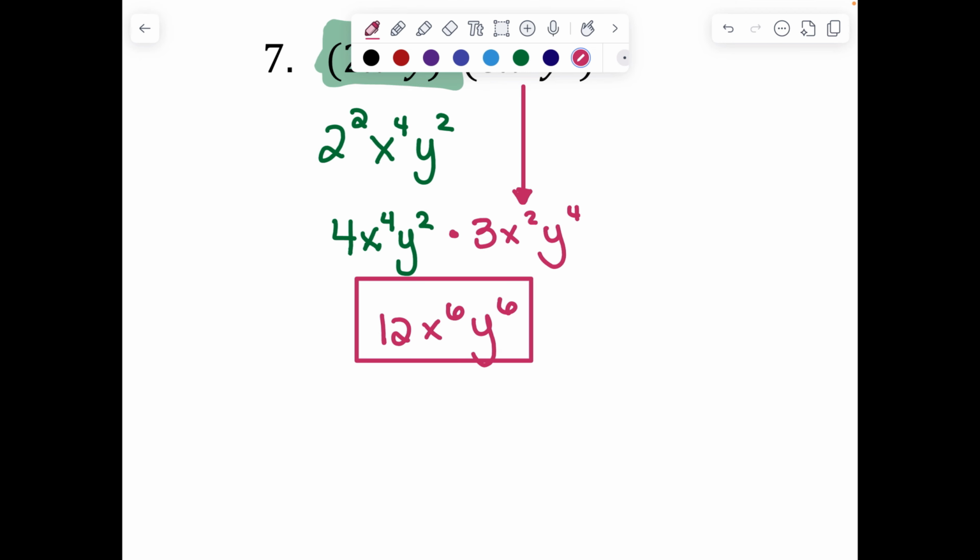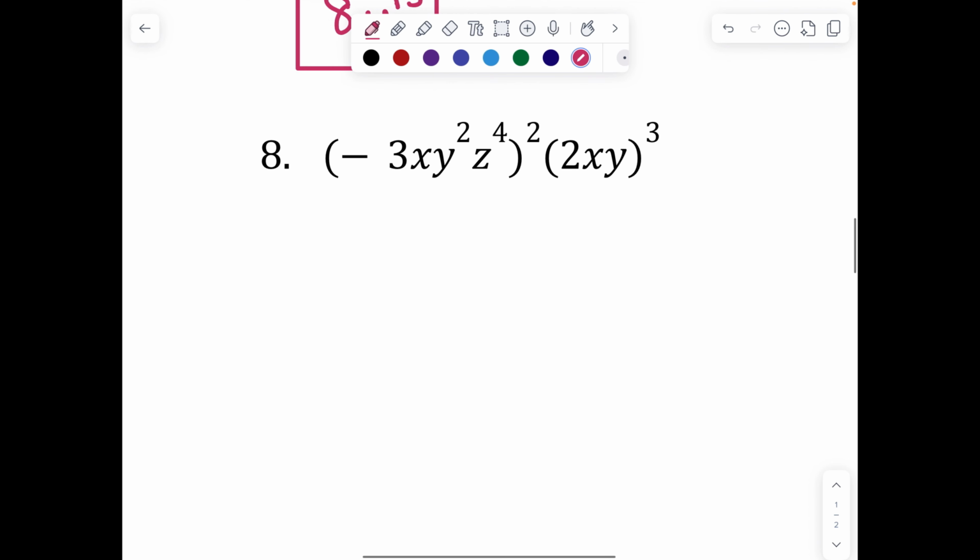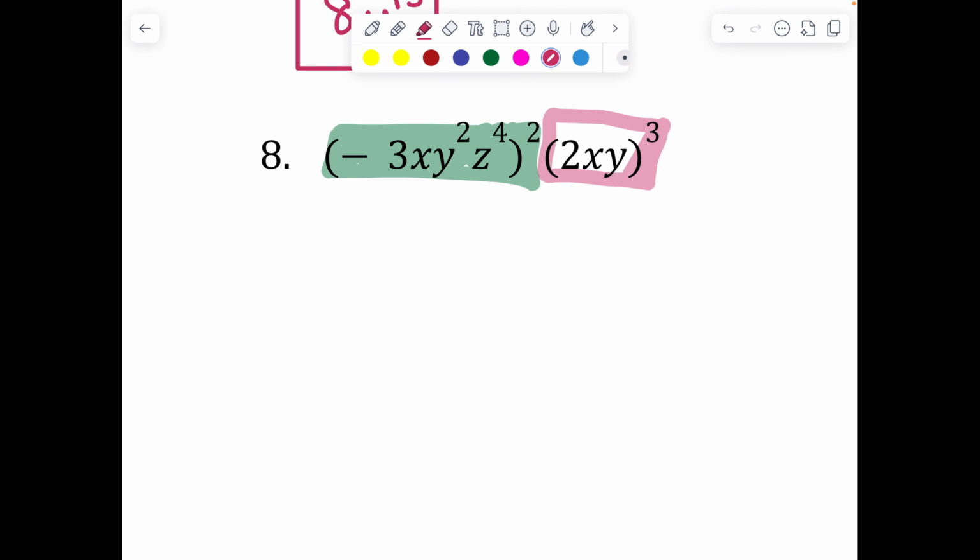All right, let's go ahead and look at number 8. So number 8, we're going to have to raise both of these. So we have this set of parentheses being raised to the 2nd. And this set of parentheses is being raised to the 3rd.